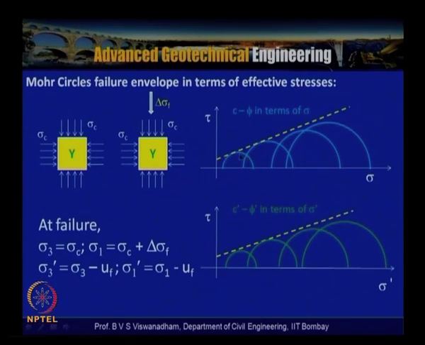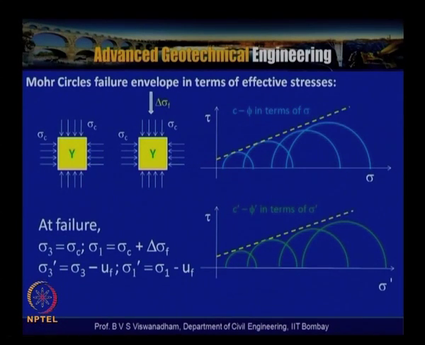So, when the circles are obtained at failure, we draw the envelope tangential to all these Mohr circles. That envelope yields an inclination which gives the friction angle, and the intercept gives the cohesion intercept.